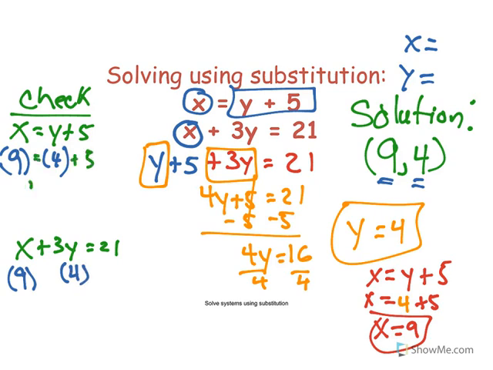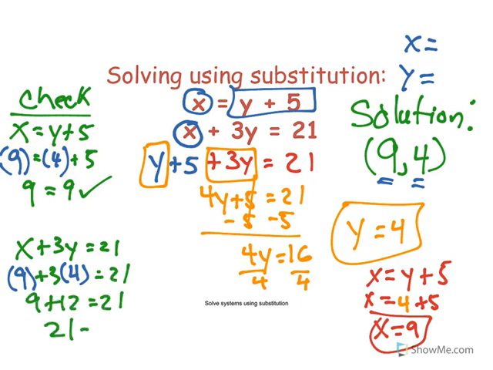So obviously the first one's going to check pretty easily, right? 9 is equal to 9. And this one's going to check almost as easily. So 9 plus 12 is equal to 21. Fantastic. So we did this correctly.